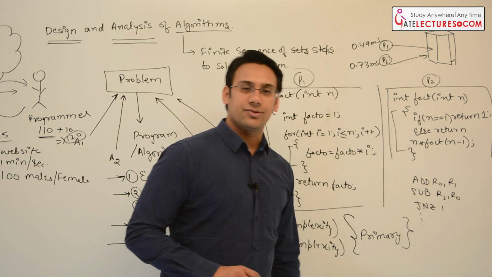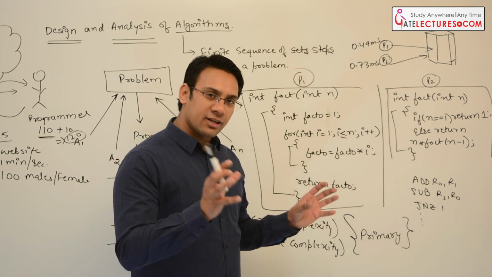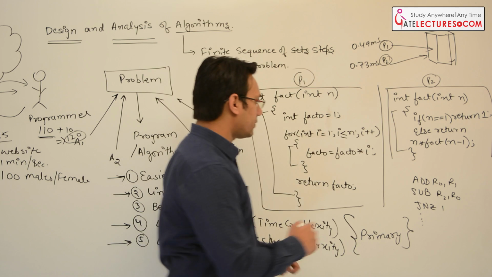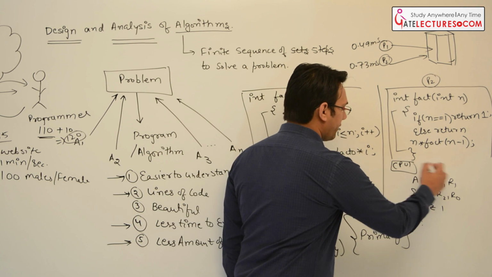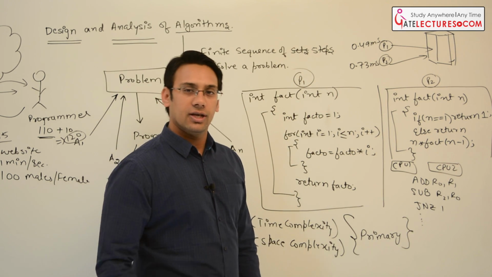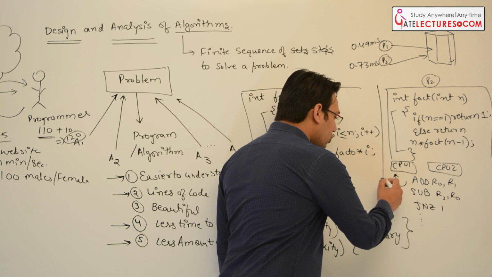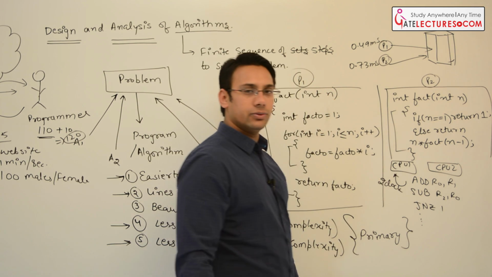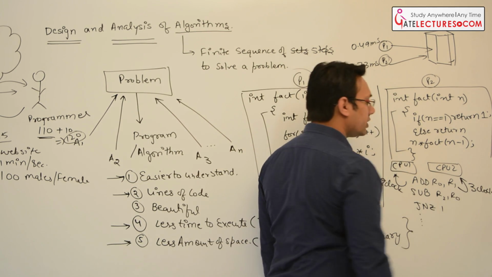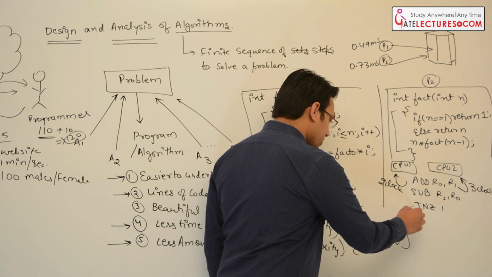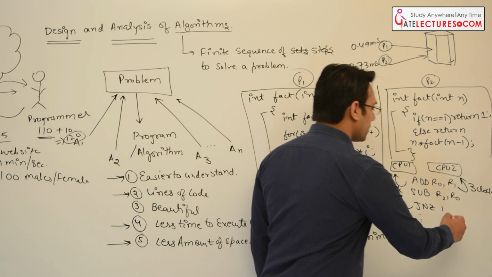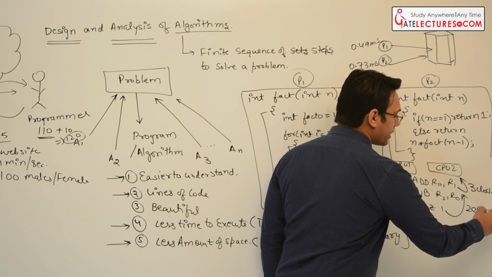Now if you are having two different CPU processors which are having different architectures, let us suppose we have the CPU 1 and we have the CPU 2. Now these two machines are having different architectures. This addition instruction may take 2 clock cycles on this CPU to execute. This addition instruction may take 3 clock cycles on this machine to execute. This jump instruction may take 3 clock cycles on this machine to execute. This jump instruction may take, let us suppose, 2 or 1 clock cycle on this machine to execute.